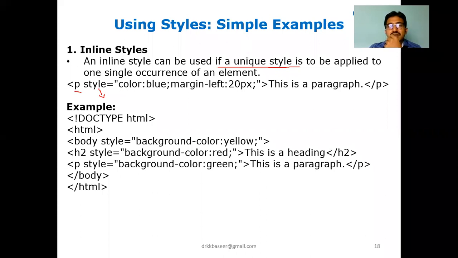So here style equal to, the rest of the thing is declarations. See how many declarations are there here? This is the first declaration, D1, declaration 1. This is the second declaration, because each declaration is separated with a semicolon, right? So what are the properties here? Color is the property, and what is the value? Blue is the value for this property color. And the second declaration, what is the property? Margin left. And what is the value? 20 pixels is the value for that.